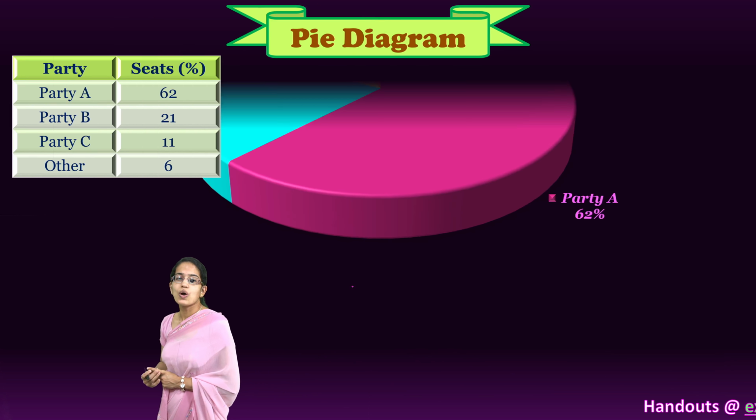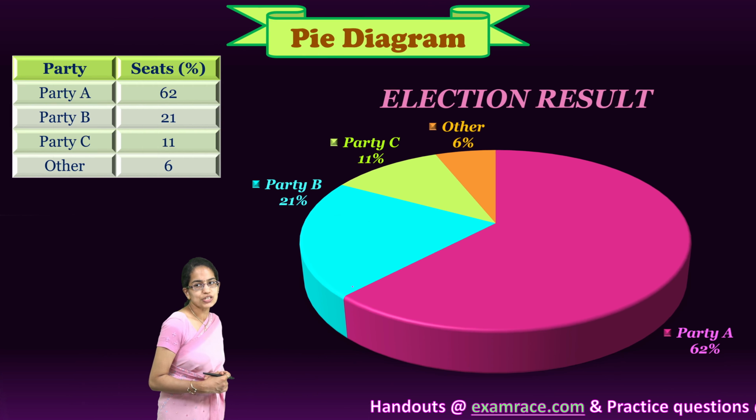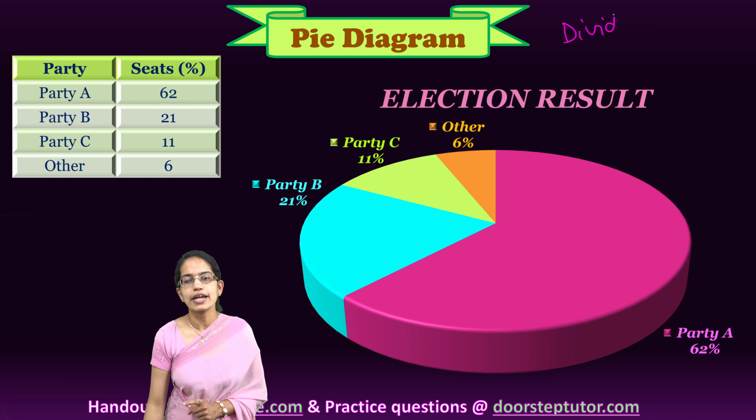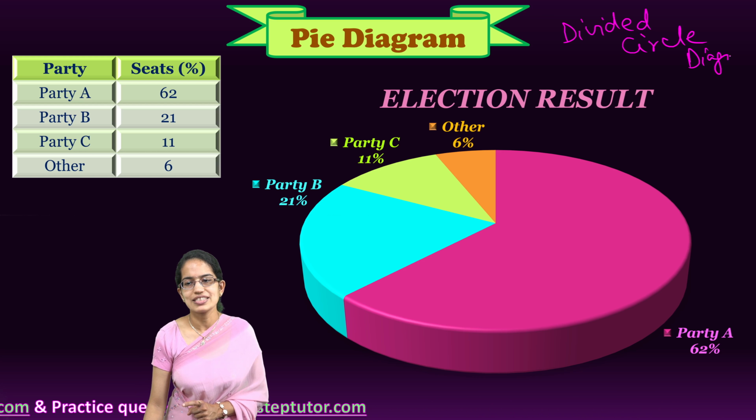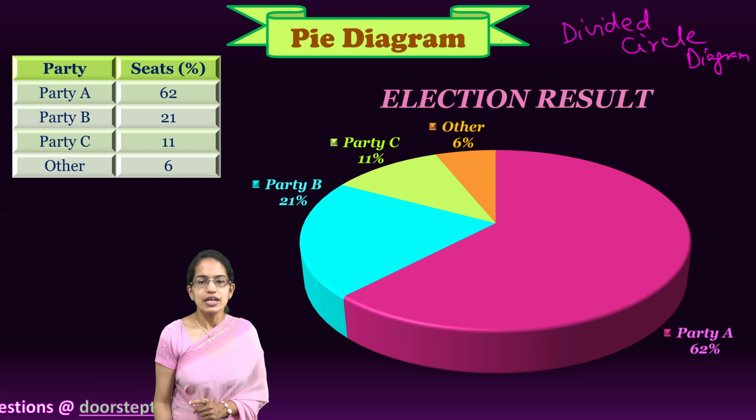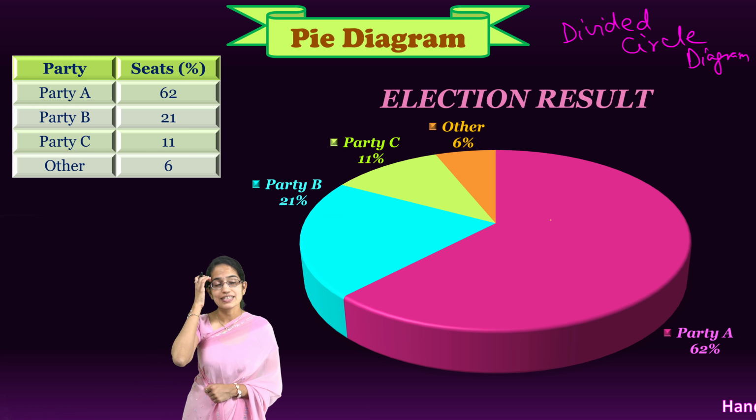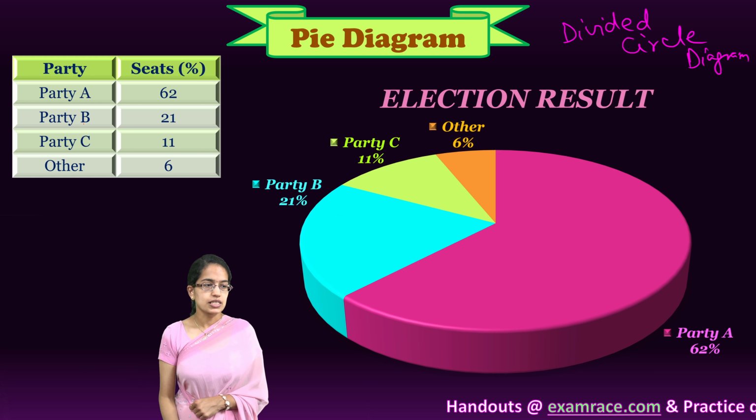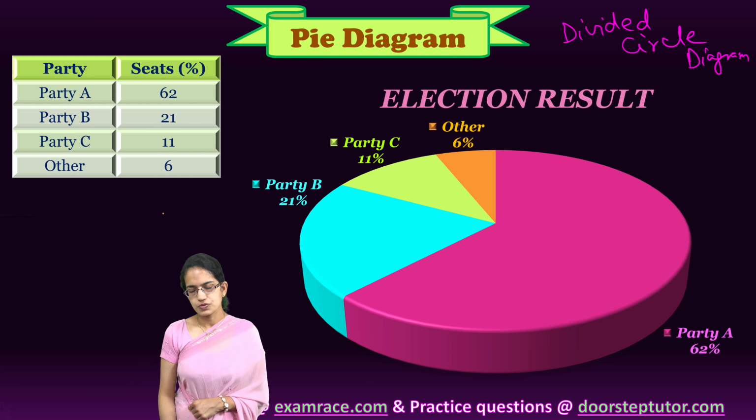The next important way is explaining through a pie diagram. A pie diagram is an interesting way of explanation. It is also known as a divided circle diagram. As you can see simply from the diagram itself, it is a circle that is divided into various parts, and therefore a divided circle. Now I have, let's say, the result of the elections where 3 parties and other candidates and the percentage of seats they have obtained.